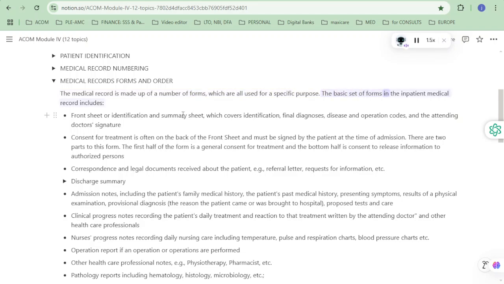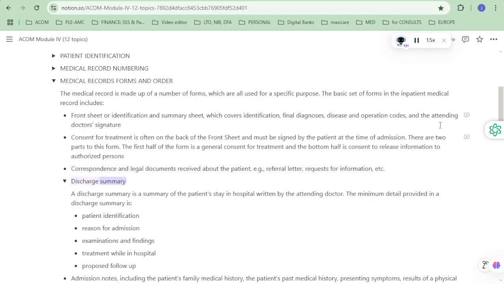The basic set of forms in the inpatient medical record includes front sheet or identification and summary sheet, which covers identification, final diagnoses, disease and operation codes, and the attending doctor's signature. Consent for treatment is often on the back of the front sheet and must be signed by the patient at the time of admission. There are 2 parts to this form. The first half of the form is a general consent for treatment and the bottom half is consent to release information to authorized persons. Correspondence and legal documents received about the patient, example referral letter, requests for information, etc.